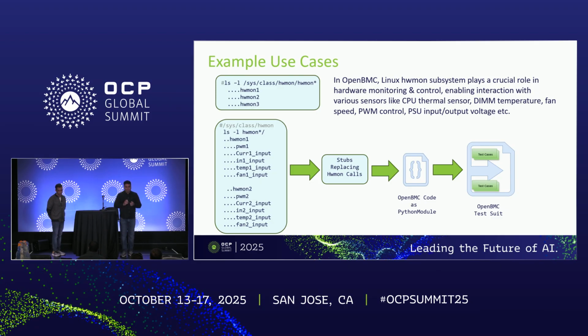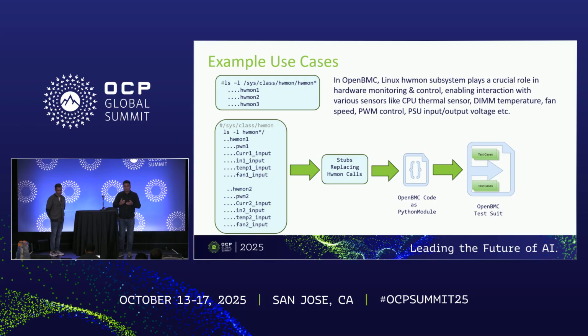So now we have done a feasibility study on the sensor monitoring part of OpenBMC. OpenBMC has a variety of repositories. There is one repository called DBus Sensors, which takes care of sensor monitoring, reading data from the sensors. Here, if you see, the hwmon subsystem plays a crucial role in monitoring all the sensors, let's say CPU, DIMM and other parts.